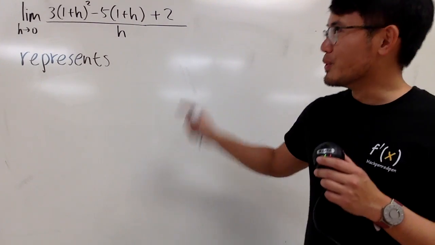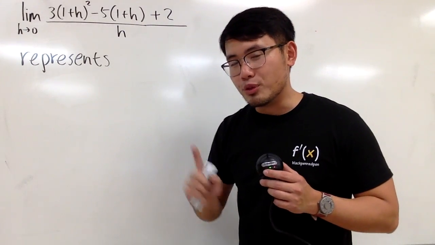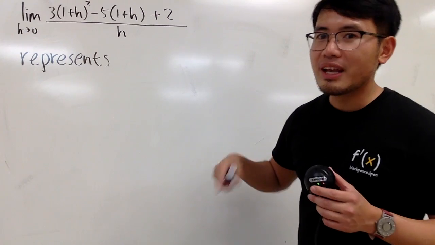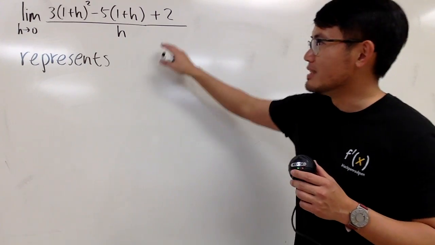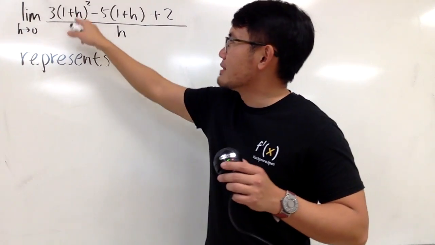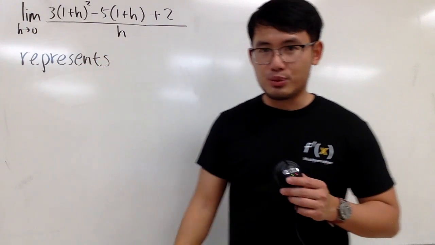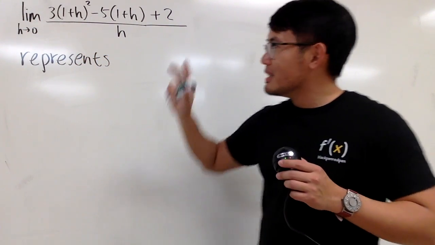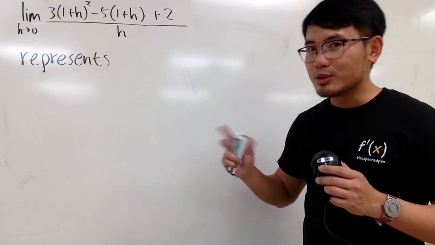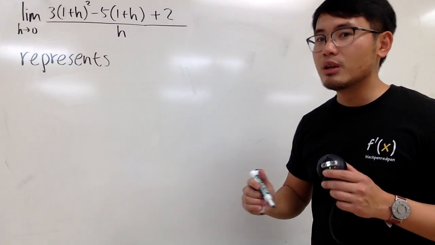Okay, Mona, this is for you. This limit right here actually represents the derivative of some function at some point. Because as we can see right here, we have the 1 plus h and 1 plus h, and you see this is the limit as h approaching 0. So this is closely related to our second definition of derivative.